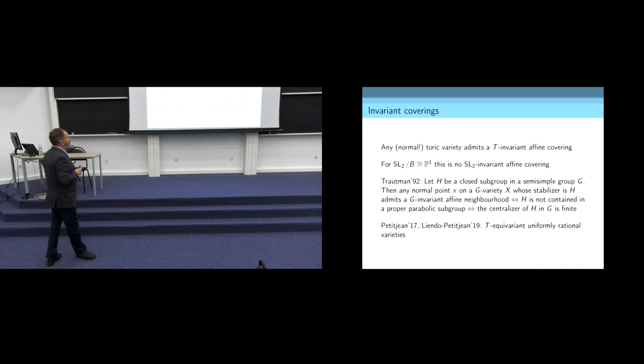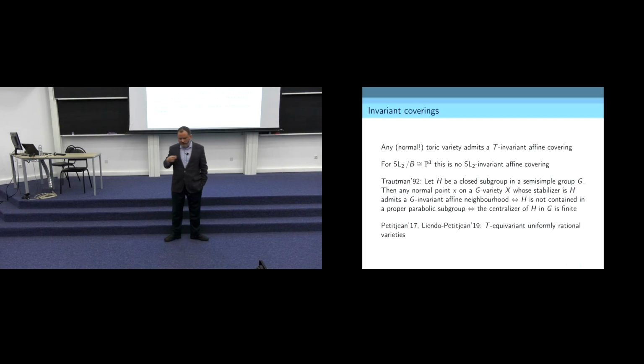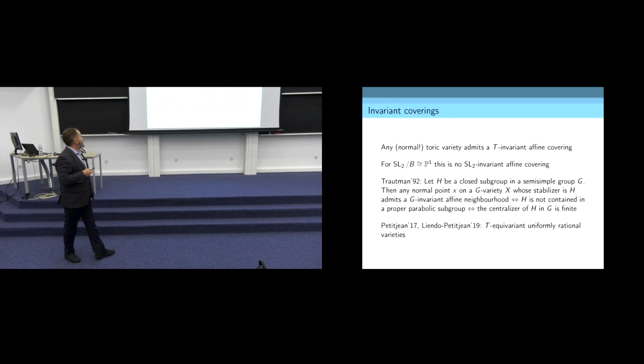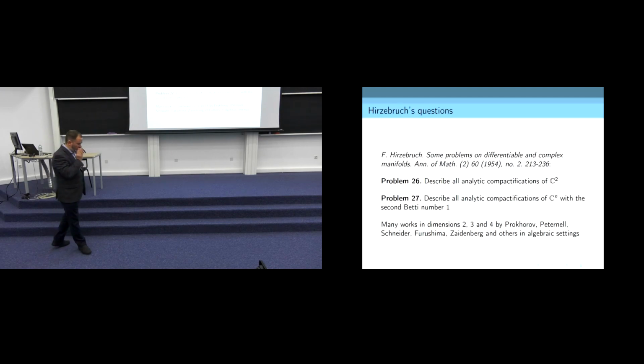Also, there is a notion of uniformly rational variety which takes into account the action of a torus. You may consider such a covering which is T-invariant, and there is a series of papers by Petitjean and Leon de Petitjean on this subject. And now I would like to move from coverings to one concrete open subset. So this time I don't ask that the variety is covered by affine spaces. I'm interested just in one open subset which is isomorphic to affine space: which varieties allow an open embedding of affine spaces.